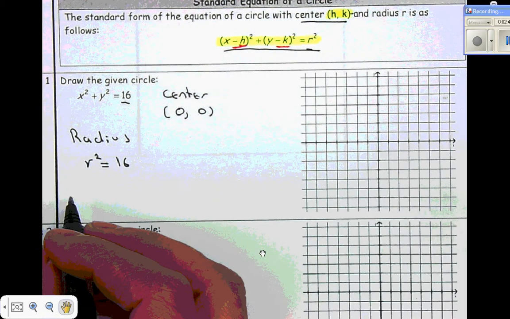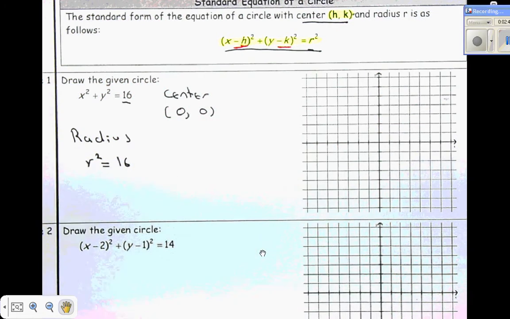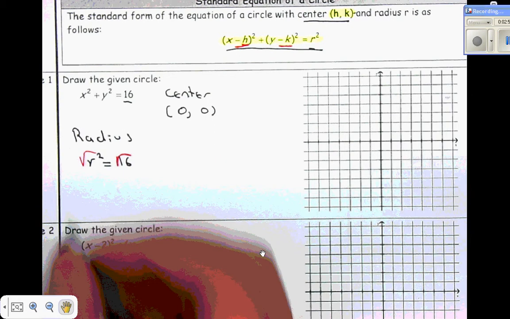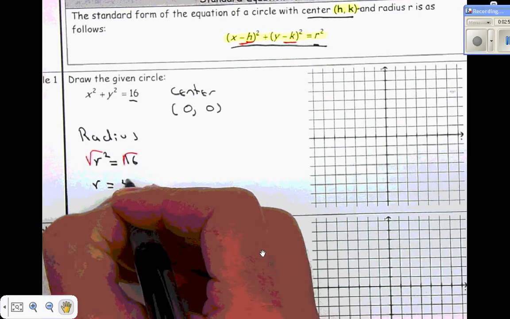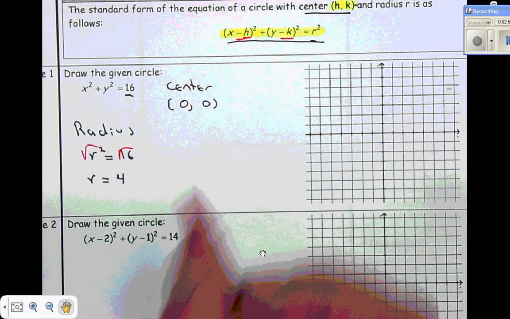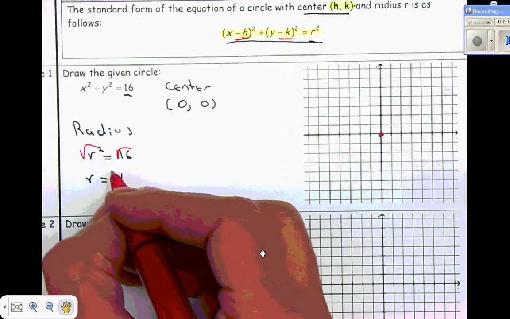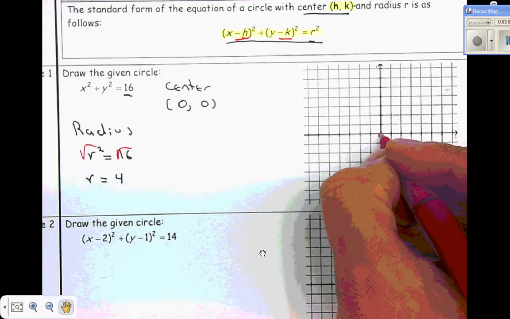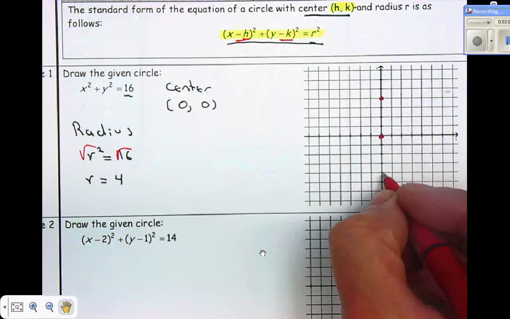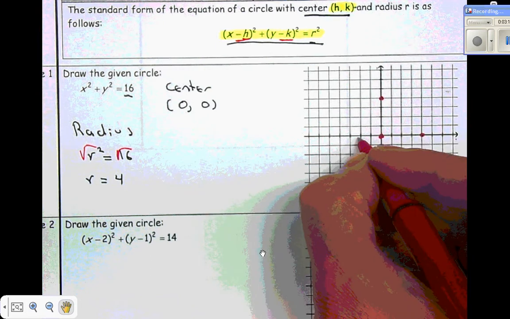Now in order to solve for r, we take the square root on both sides to cancel the square, and the square root of 16 will be 4. So r will be 4. So from here we can just graph it. Our center will be 0, 0. Our radius will be 4, so that means it's a distance. So we're going to go up 4, down 4, to the right 4, and to the left 4.